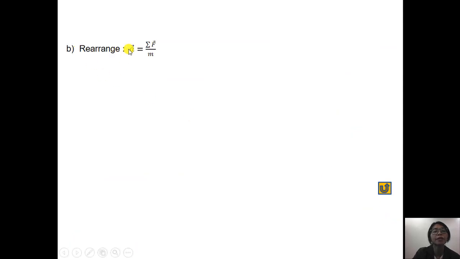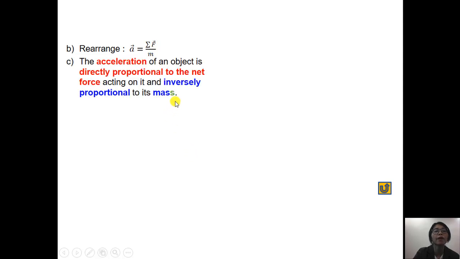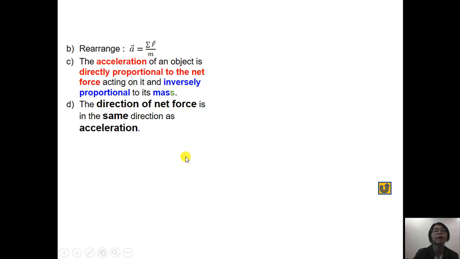So rearrange the equation. We are going to have acceleration is summation force over m. So we can see very obviously from the equations, the acceleration of an object is directly proportional to the net force acting on it and inversely proportional to the mass.